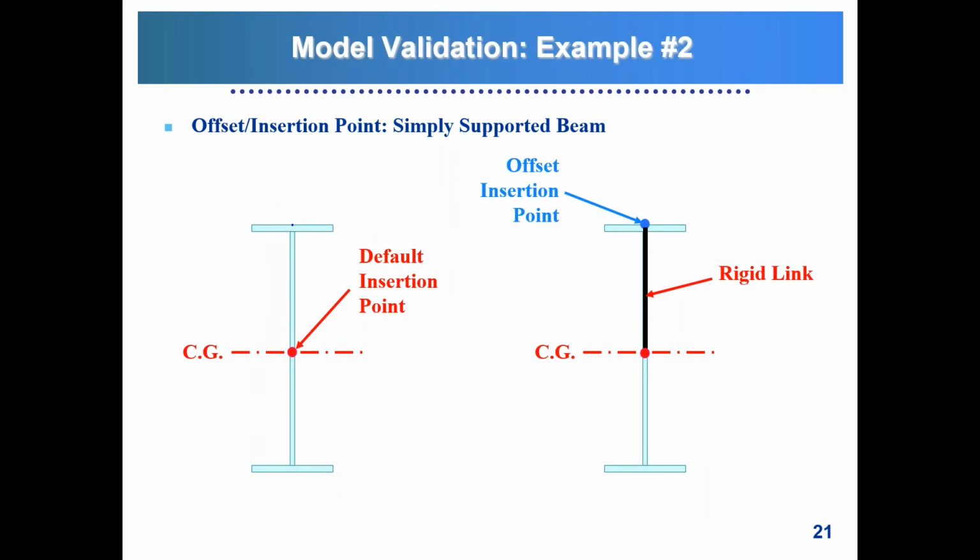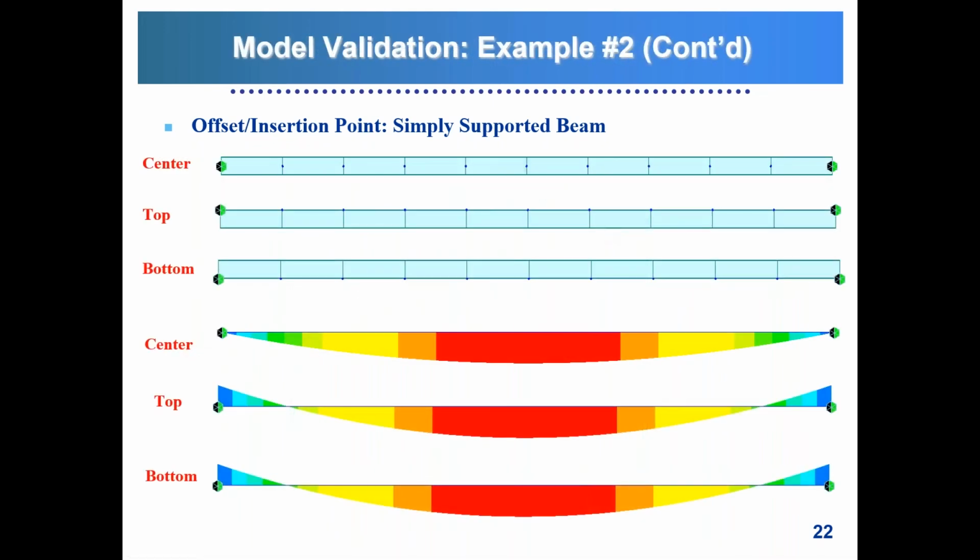For the second example, I want to bring back the concept of the insertion point, because like I said, most of the time you'll end up using an offset insertion point. When you do that, what Midas does internally is create a link between the CG of the section and the offset insertion point. So even though you didn't define a link here, Midas is implicitly assigning a link there. Essentially, you're going to end up with the same issue that I just explained in validation example 1.